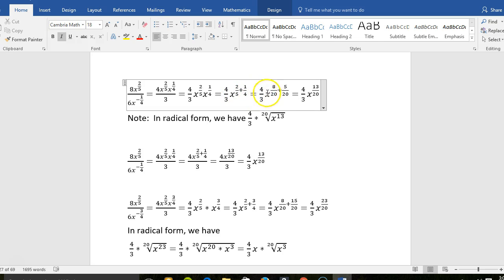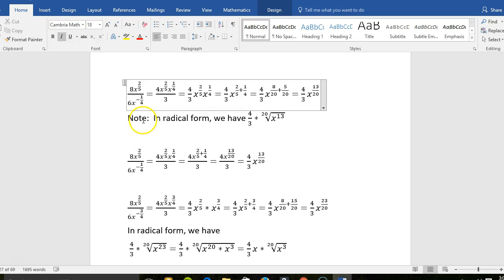So we have 4/3. We need common denominator. We turn 2/5 into 8/20. We do times 4 times 4. We turn 1/4 into 5/20, times 5 times 5. So we have 4/3 x to the sum of 8/20 and 5/20. So it's 4/3 x to the 13/20. Now guys, we'll stop there.